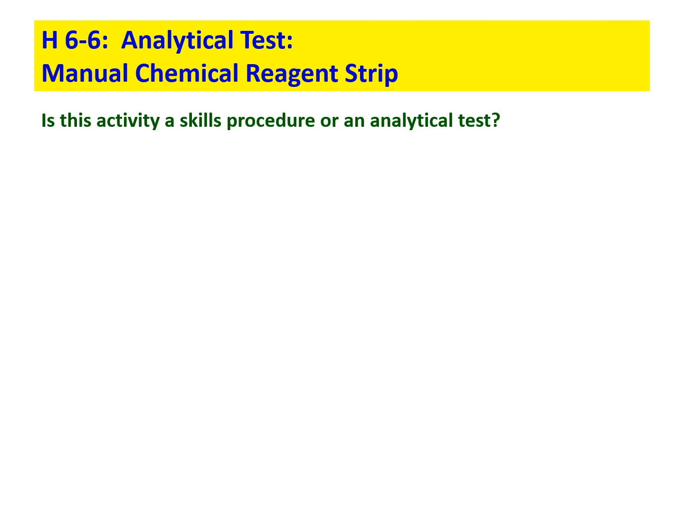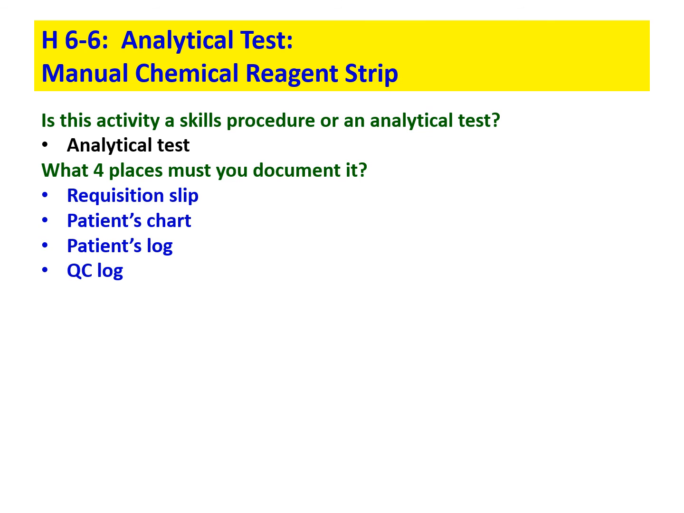Now, is this activity a skill procedure or an analytical test? It's an analytical test because the manual chemistry reagent strips is an analytical test that we're performing, not just a skill procedure, okay? So what 4 places must you document it? Okay, so now we're running a test, right? We talked about this earlier. We have to fill out our requisition slip, right? We have to fill out our patient's chart. We have to put it on the patient's log, and we have to check the QC log and make sure that QC has been run on our reagent testing strips and urinalysis before we run our patient.